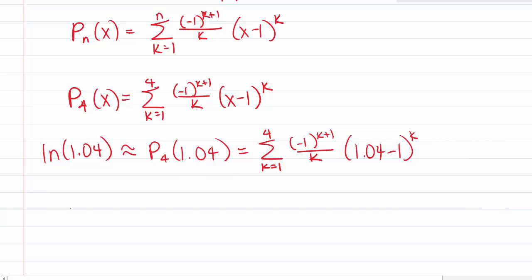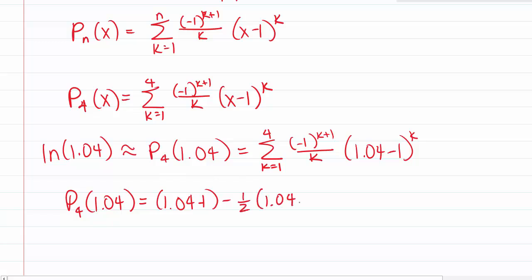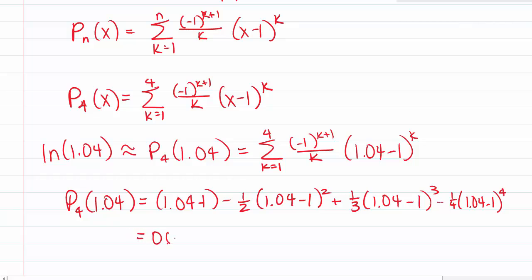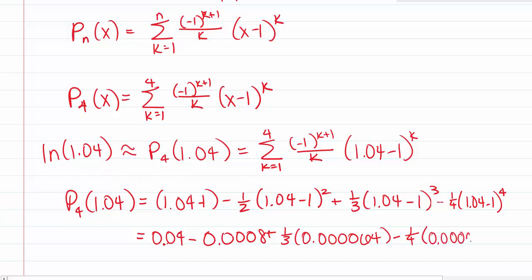And if we were to do that, we would get p sub 4 of 1.04 is equal to 1.04 minus 1, minus 1/2 times 1.04 minus 1 squared, plus 1/3 times 1.04 minus 1 cubed, minus 1/4 times 1.04 minus 1 to the 4th, which turns out to be 0.04 minus 1/2 times 0.0016, plus 1/3 times 0.000064, minus 1/4 times 0.00000256.